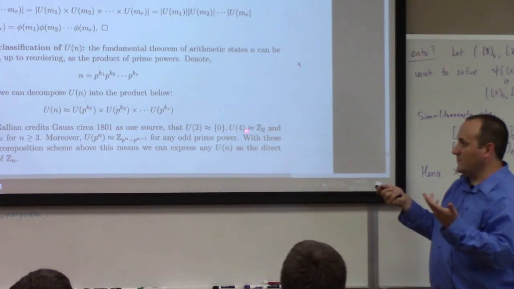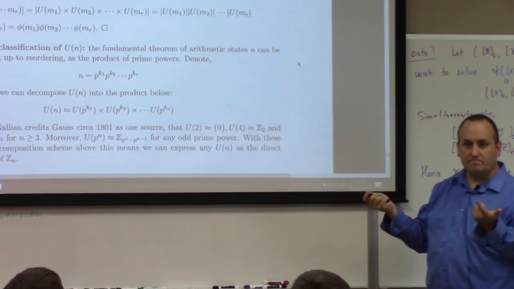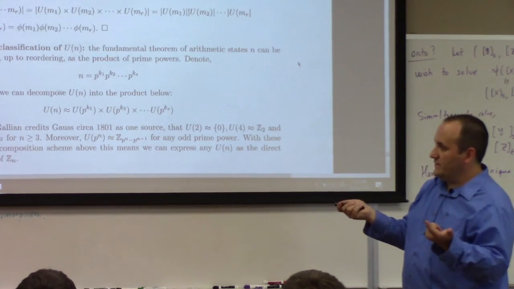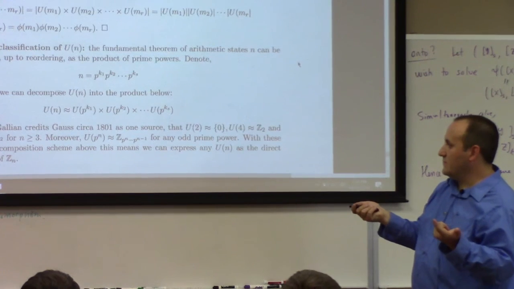U4, how many numbers relatively prime to 4? 1 and 3, right? So that's Z mod 2 up to isomorphism. This one happens to be that. Again, this is a sort of technical result that we might prove sometime.